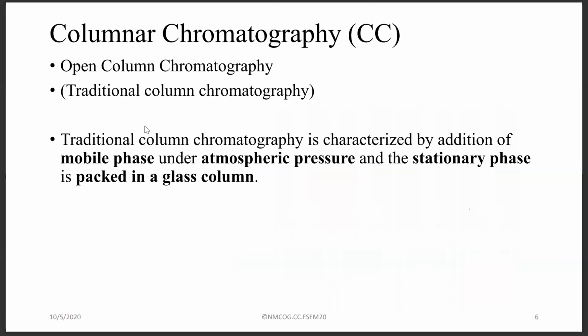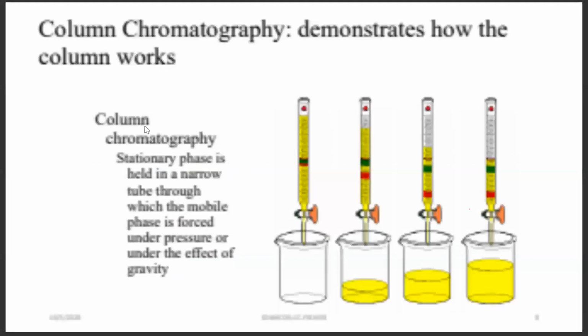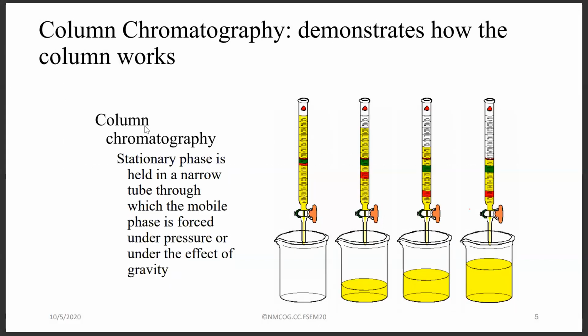so what we just looked at is the traditional or open column chromatography. And as I said, it relies on atmospheric pressure. So remember, the idea is our yellow stuff is the stationary phase. And whatever is in green, you can see it is our analyte probably, and it is moving together with the red, which is our mobile phase.